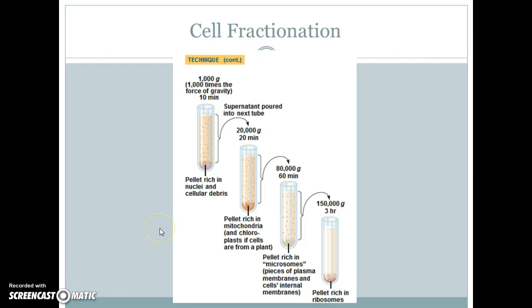But once again, as you can see, different speeds and different amounts of time allow us to study different parts of the cell: mitochondria and chloroplasts, microsomes, ribosomes. So they are able to be separated.